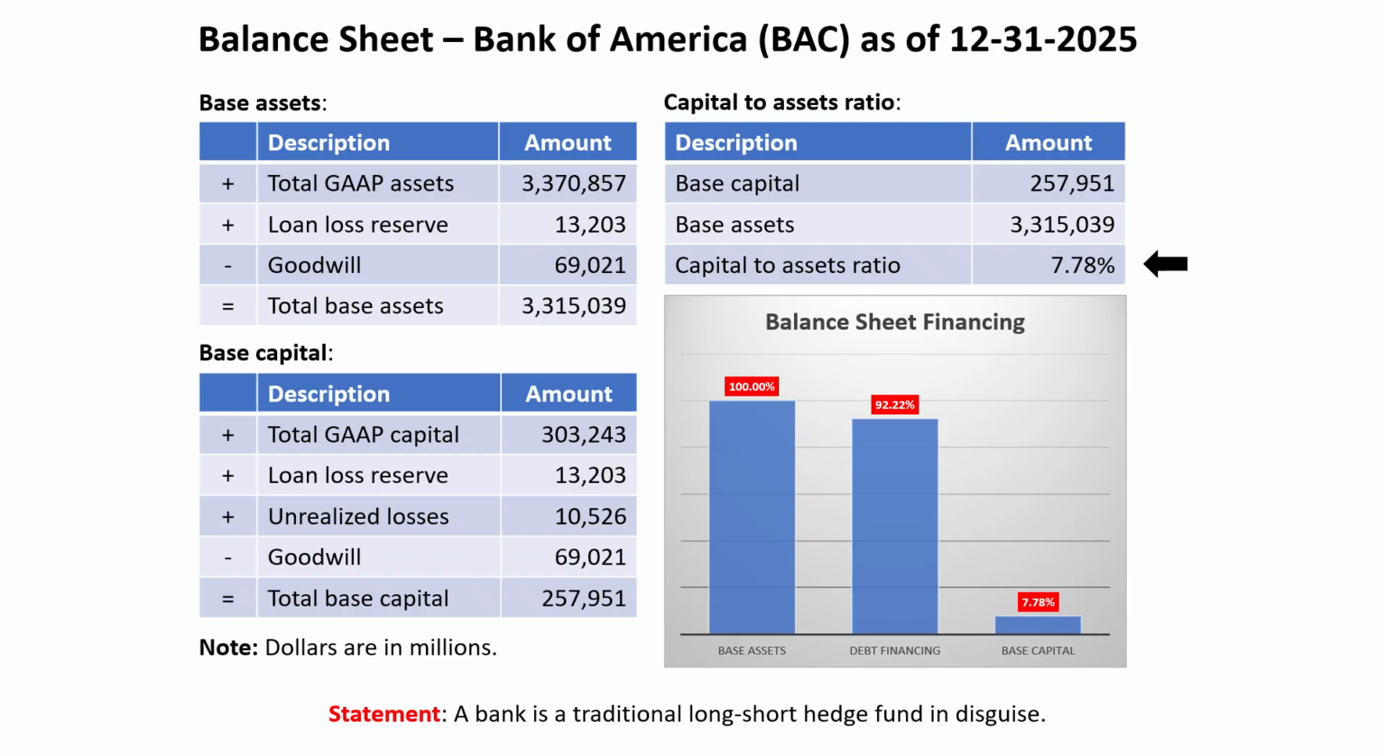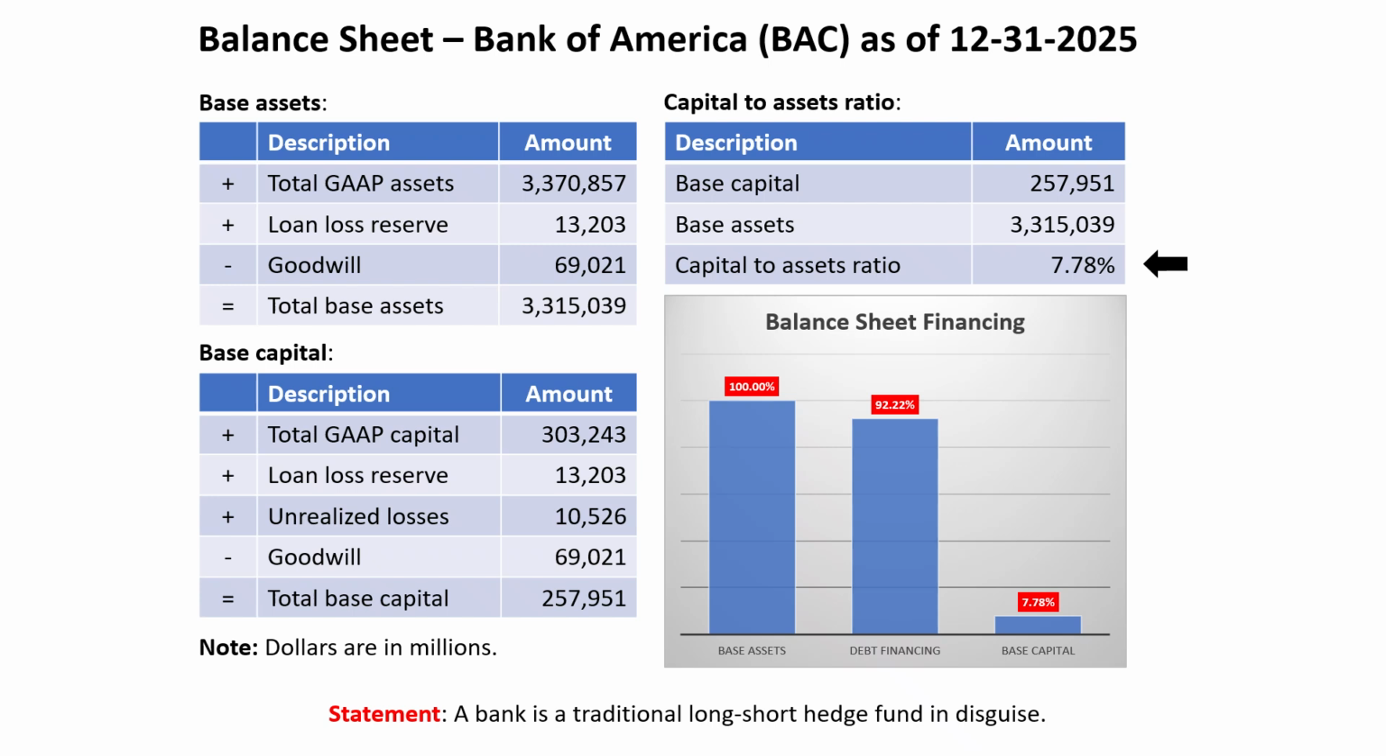In this slide, we want to take a look at the balance sheet of Bank of America and make a couple calculations. That first block there is base assets. Notice we start with the total GAAP assets. So if we went to the previous slide, the financial statement, the total assets, that would be on a GAAP basis. What we want to do is we want to add the loan loss reserve because actually that's an allocation of capital. So we reclass that to capital.